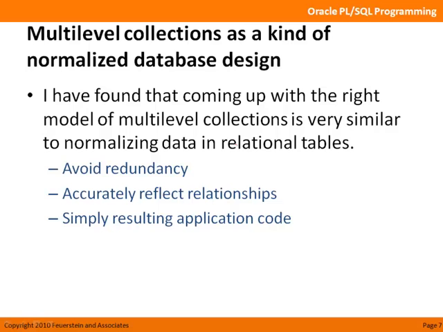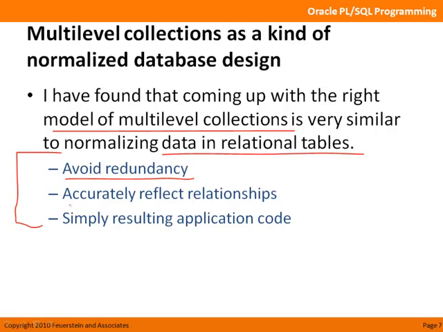And in fact, that was specifically what I ran into in this particular example. And I found that coming up with the right model of multi-level collections, is it a 3-level collection, is it a 2-level collection, a 4-level collection, is similar to normalizing data in relational tables. In other words, you want to go for the same objectives. I want to avoid redundancy. I want to accurately reflect the relationships between my data. And I want to simplify the resulting application code.